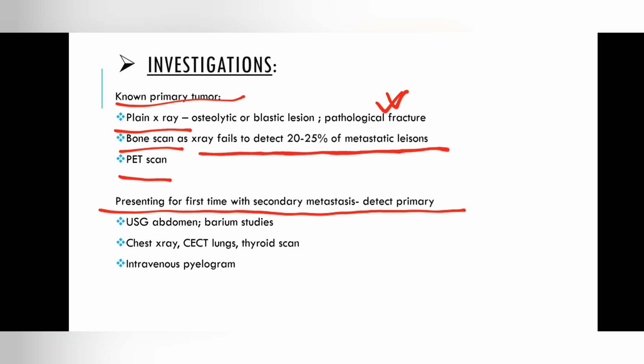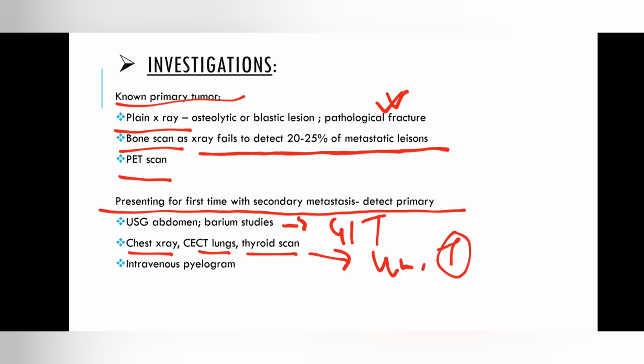If the patient has presented for the first time with secondary metastasis, then an effort should be made to find the primary tumor, and for that we will do the clinical investigations as well as other investigations. Depending upon the clinical examination, we will do the other investigations like USG abdomen or barium studies for the GIT malignancies, chest X-ray, CT lungs, or thyroid scan for the lungs as well as for the thyroid tumors, and intravenous pyelogram for the renal carcinoma.